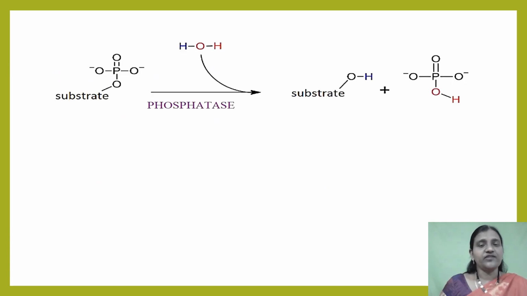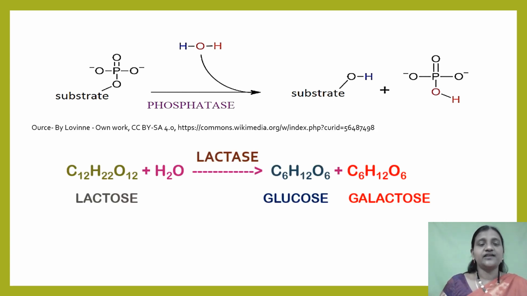We have one more example, phosphatase. Here phosphatase was the name given to the enzyme which cleaves off phosphate from its substrate. And we also have another example, lactase. Lactase is the name given to the enzyme which acts upon the disaccharide lactose, giving rise to glucose and galactose.